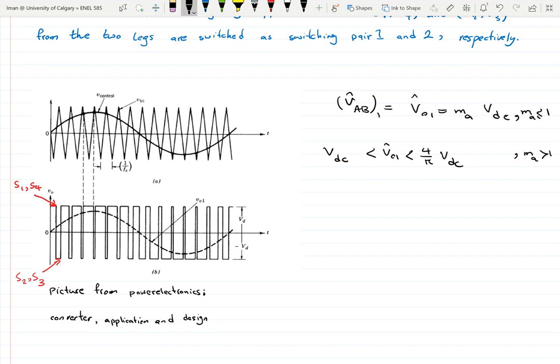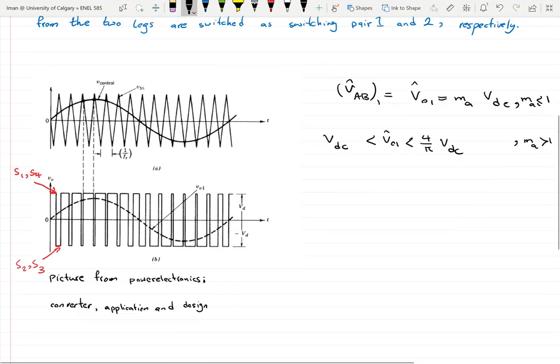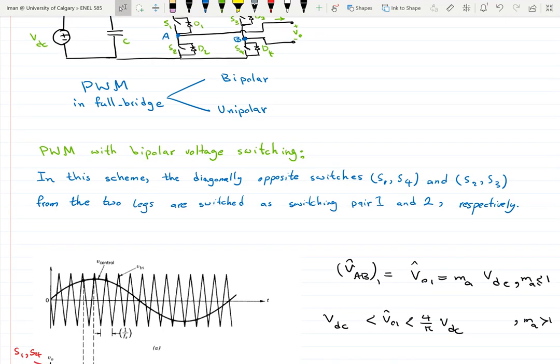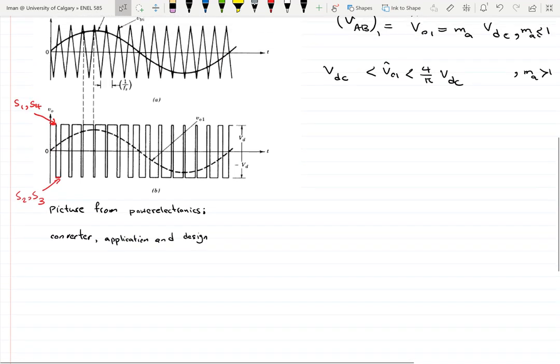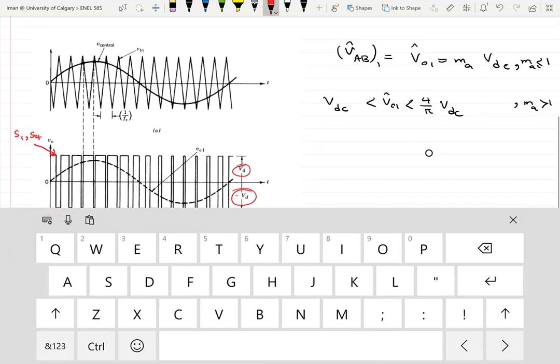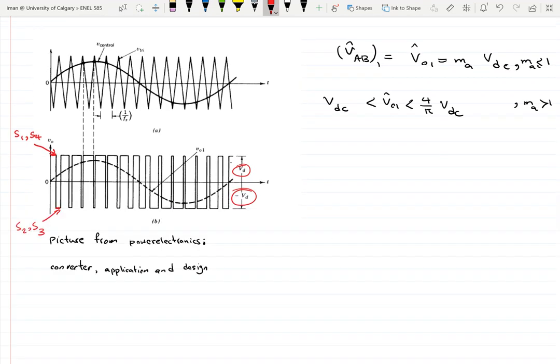Okay, so this is the bipolar voltage switching, and it's very similar to the half bridge inverter that we explained, except that instead of VDC over 2, we now have VDC. So the maximum voltage that we can achieve is twice the voltage that we could achieve in the half bridge in linear mode.